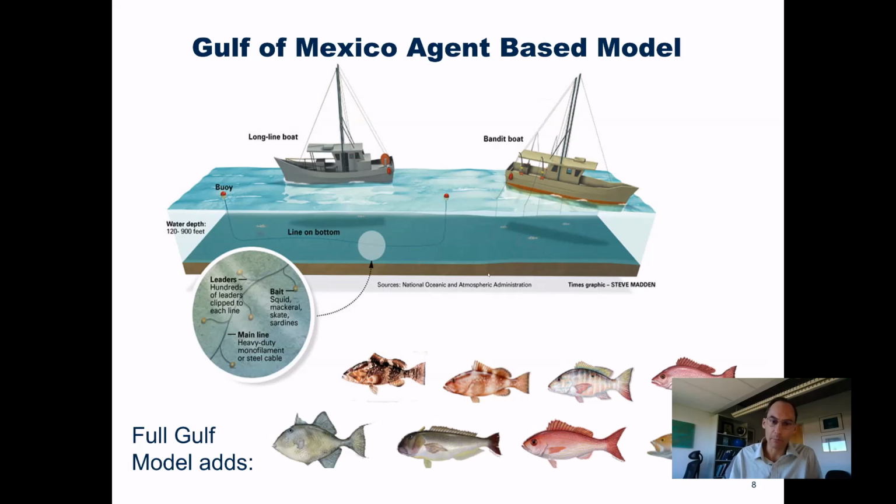Both versions of the model explicitly model the longline and the handline fishing fleets that fish for the reef fish complex in the Gulf of Mexico. The legacy version of the model contained the 4 species that you see here, their pictures depicted: red grouper, gag grouper, mutton snapper, red snapper. And then the full model also adds gray triggerfish, tilefish, vermilion snapper, and yellow edge grouper.